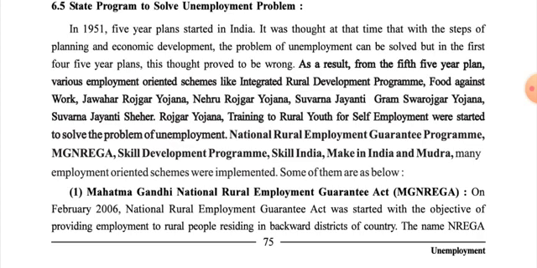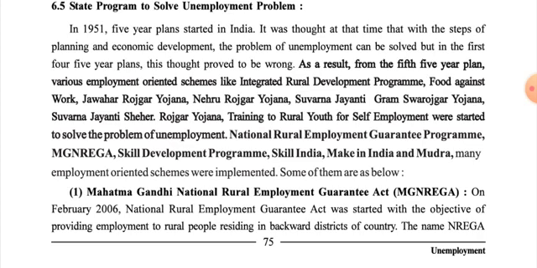The time period of the 5th 5-year plan was between 1974 to 1978, because there was a plan holiday in the years 1966 to 1969, in which no 5-year plan was declared. So the first 5-year plan is from 51 to 56, the second 5-year plan 56 to 61, and the third 5-year plan is 61 to 66.